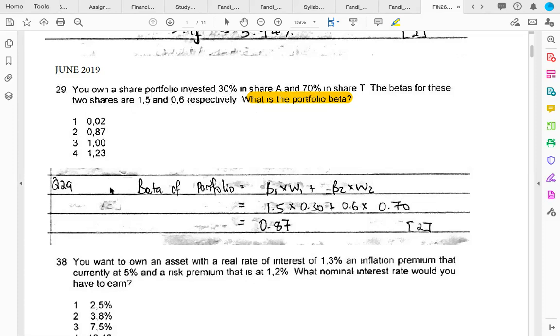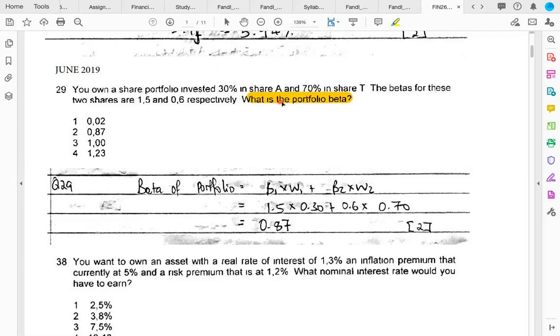Remember the formula for the beta of a portfolio. We just take the beta of the first asset multiplied by the weight of the first asset in the portfolio, plus the beta of the second asset multiplied by the weight of the second asset in the portfolio. We add that up, and then we get 0.87, which is option 2. So fortunately for us in this question, the weights were already given. We were already given W1, which is 0.30, and we were given W2, which is 0.70.